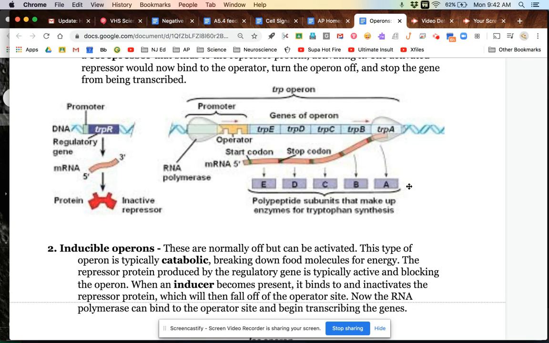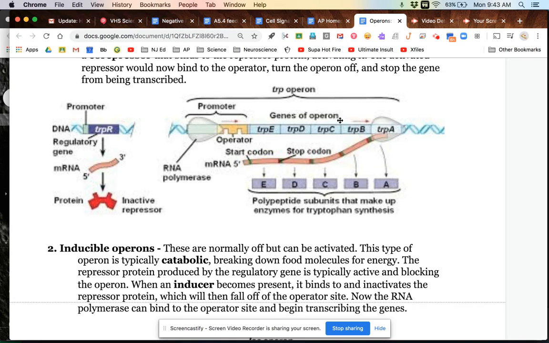Now, that's what the genes of the operon do. Now, there's an operator. That's like an on-off switch. Right now, the operator does not have a repressor bound to it, so this operon is on. I can tell that because RNA polymerase, which binds to the third part of the operon, the promoter, has access to the operon. It can zip on down.